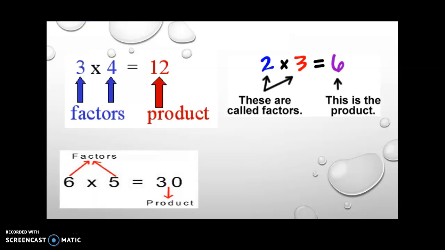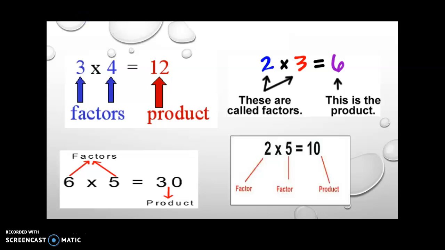Another example of factors and products is 6 times 5. Those are the 2 numbers we're multiplying by. And they are called what, BJ? Factors. That is correct. And 6 times 5 equals 30. And 30 is what, Karen? The product. That is correct.